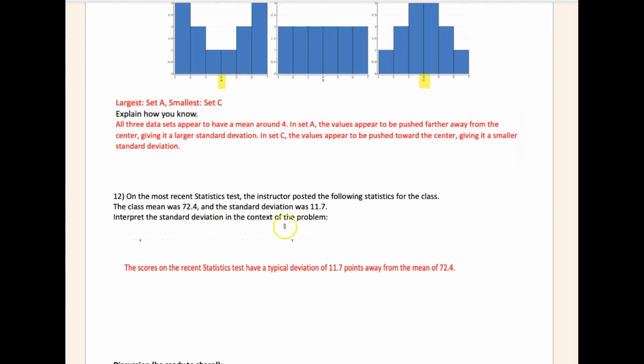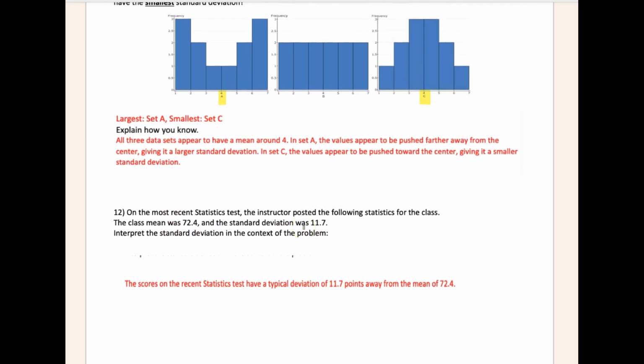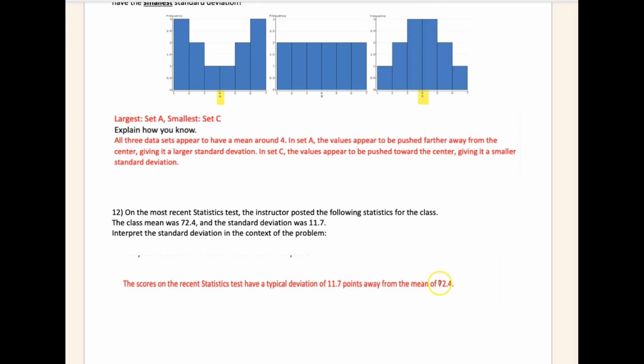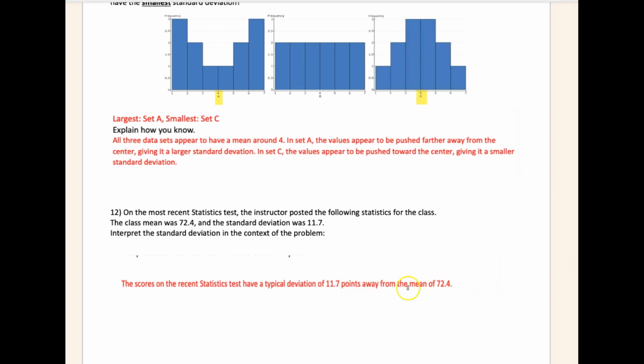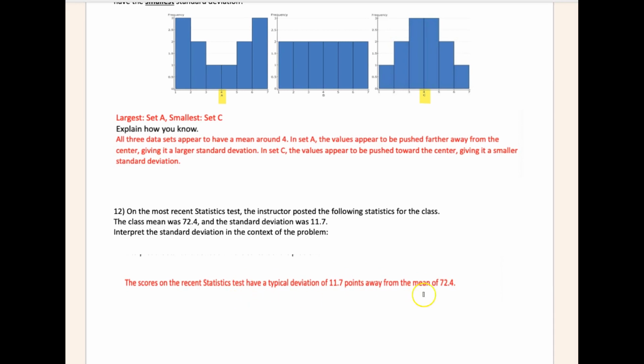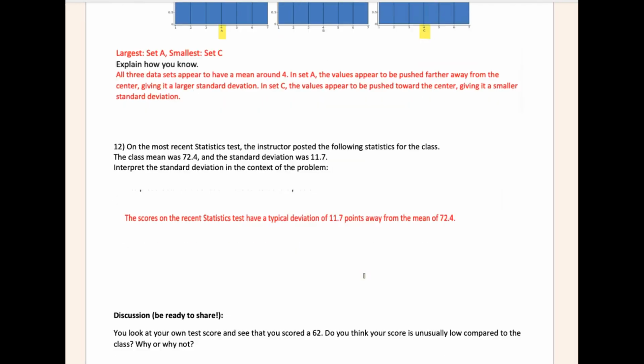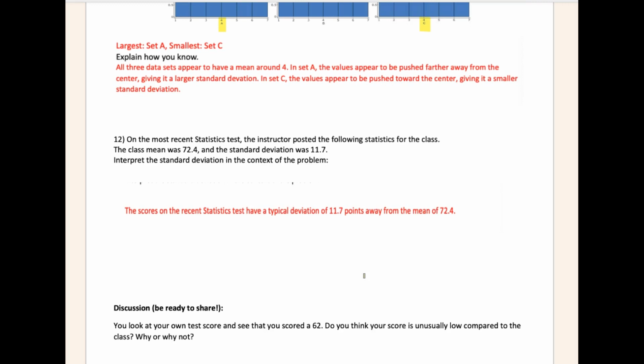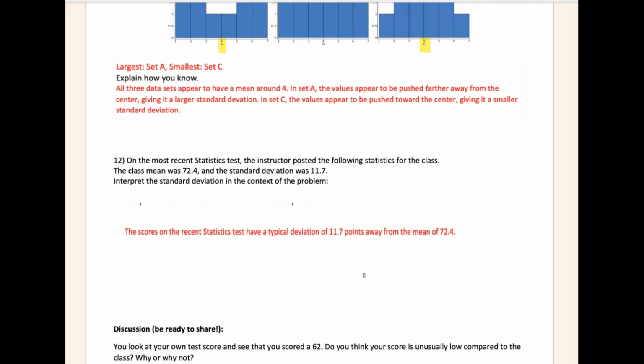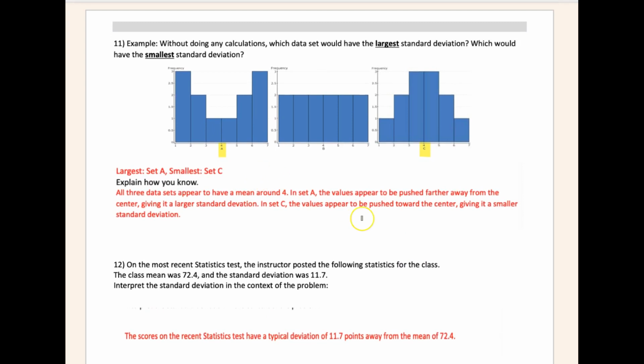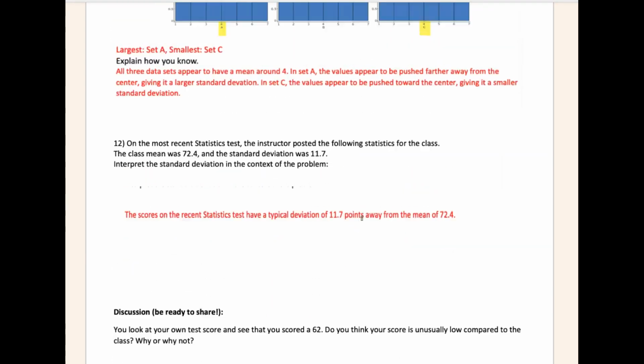And then there's an answer to this question here that you can look at. What does this mean? That means the average is 72.4, but most people are around 11.7 points away from that. So most people scored from 61 to 83. That's what that kind of number would mean. But we'll talk more about that, especially in statistics. But for now, you want to at least have a general idea of what standard deviation is, and for sure how to calculate it.